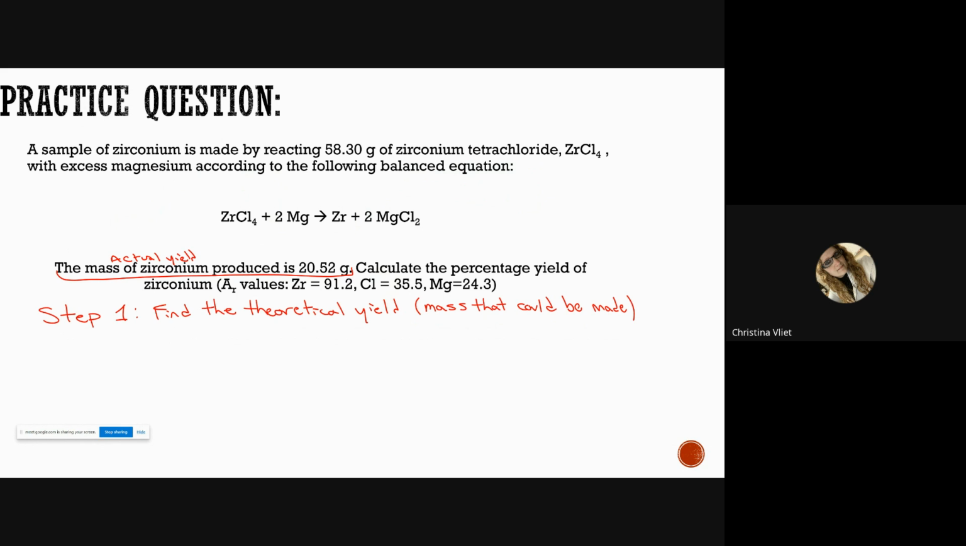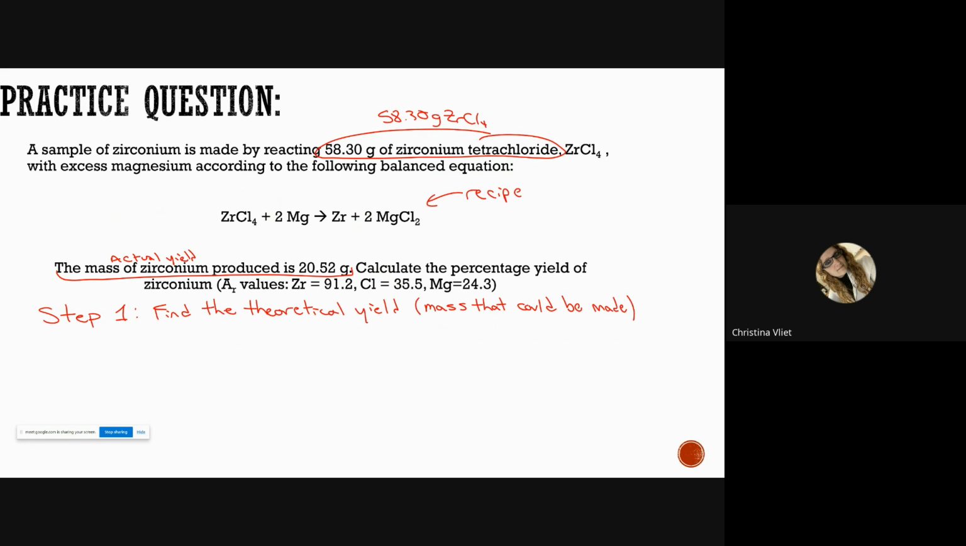Step 1, find the theoretical yield. This is the mass that could be made. Do we have information to help us find the theoretical yield? Yes. Where is it? The equation. Well, we have the recipe, right? This is technically our recipe. And we've got this amount of 58.30 grams of ZrCl4, right?